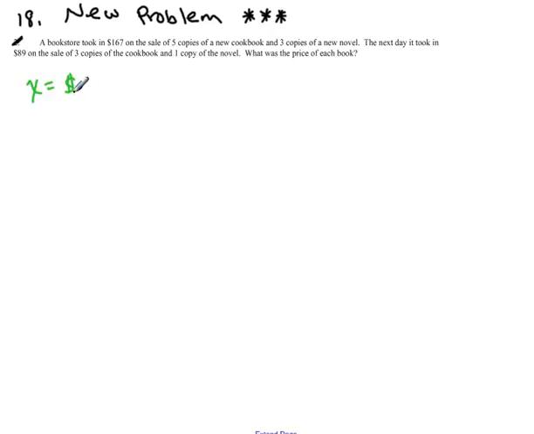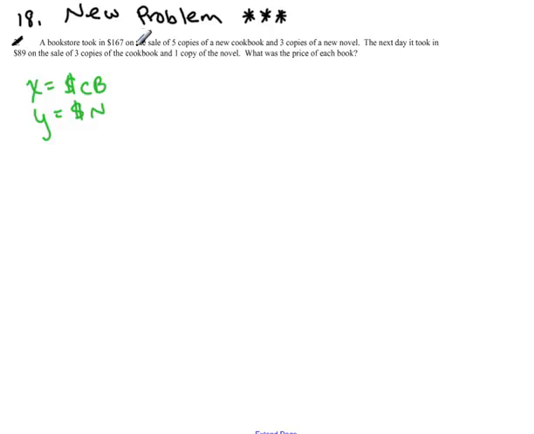So X is going to represent the cost of the cookbook, and Y is going to represent the cost of the novel. Okay, now we need to decide, this is a mixture problem. We're combining two different things, a cookbook and a novel, and is it going to be a total value or a value type of mixture problem? Well, you'll notice we don't have any total of the two individual prices of the book, so it's not a total value problem. It's two separate sales, which is similar to that two package problem.